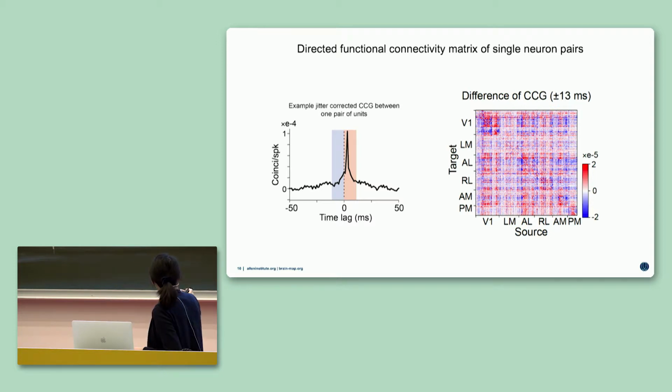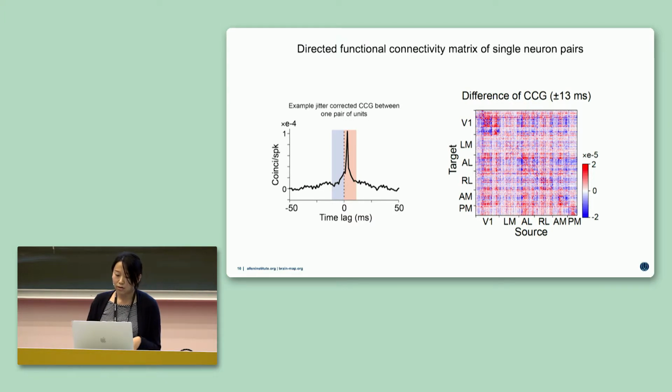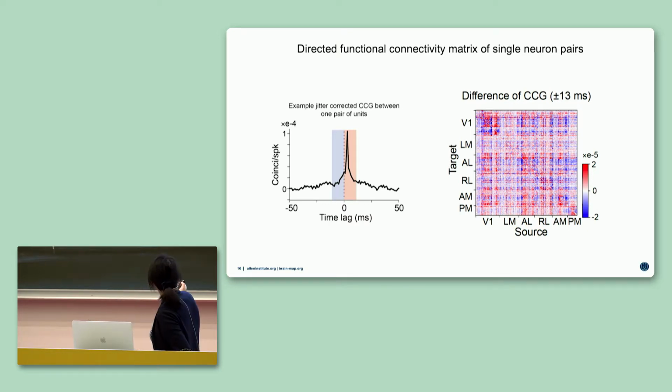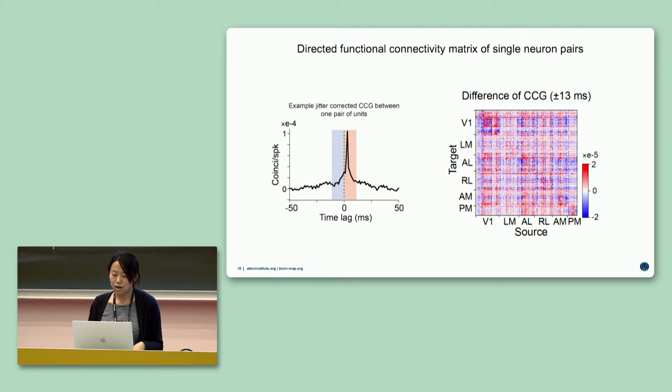In this matrix, the axes are units recorded simultaneously in one experiment, organized according to their depths and areas. As you can see, there is some non-random structure in this matrix, and we want to analyze this non-random structure.